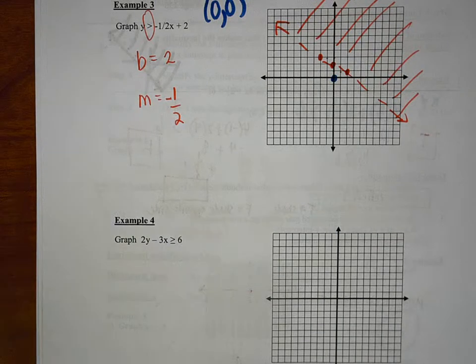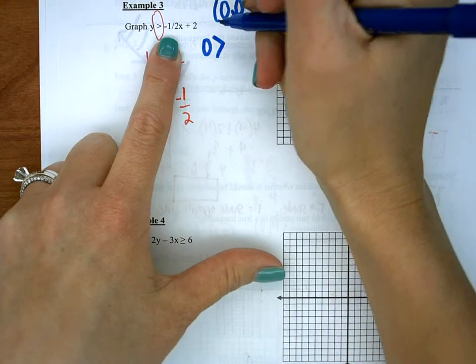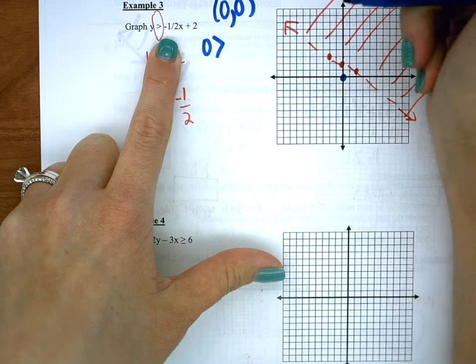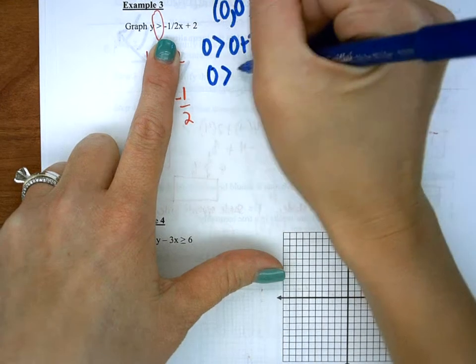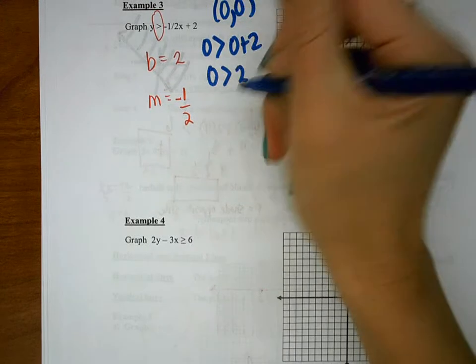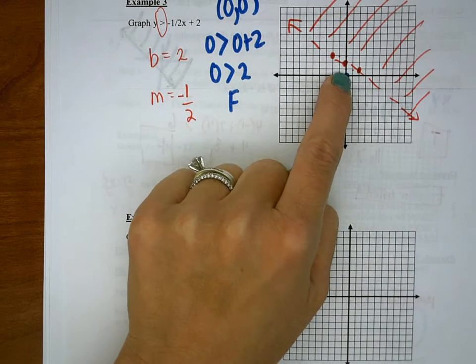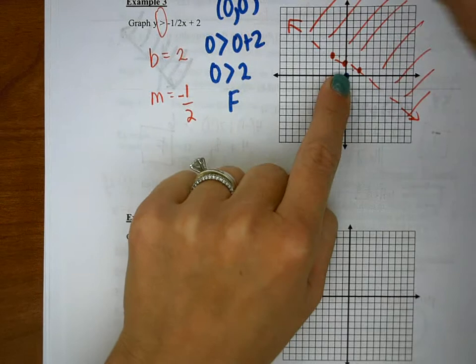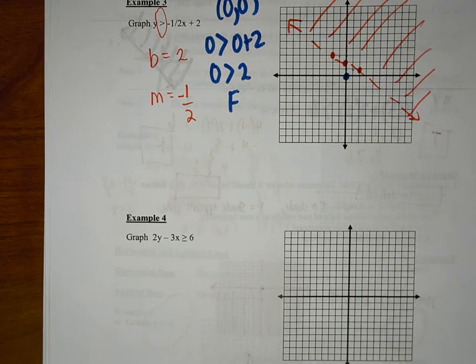Okay? So that means I'd have 0 is greater than... What's negative 1/2 times 0? 0 plus 2. So I have 0 is greater than 2. Does this make a true or a false statement? False. This is not true. So therefore, I'm not going to shade on the side of 0, 0 because it doesn't work. I shade on the opposite side. Okay? So false means you shade on the opposite side from where that point is.